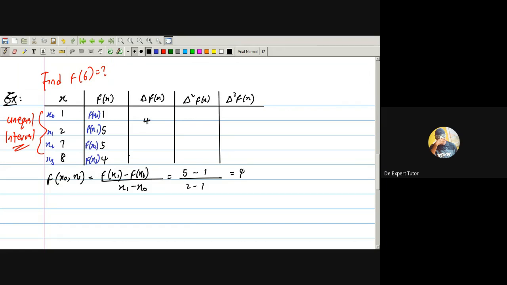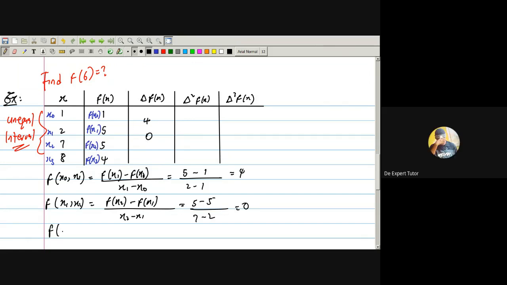Good. So you are going to show this working. Next one, what are we going to put here? F of what? x1, x2. Yeah, and that's f of x2 minus f of x1 all over x2 minus x1. So let's go. What's f of x2? 5. Minus f of x1, 5. Okay, so this is what? 0.